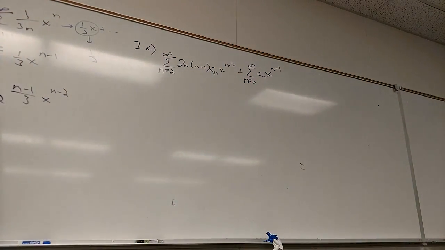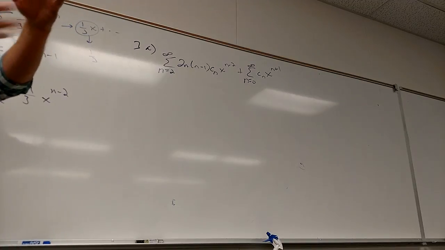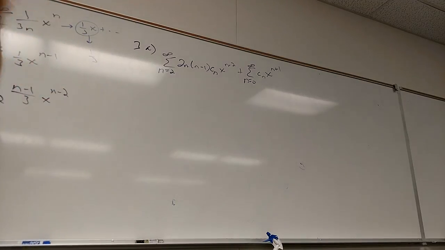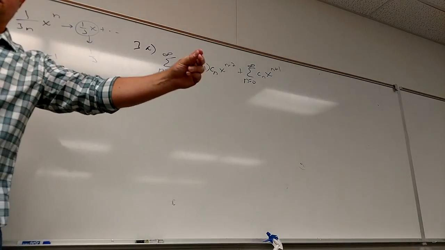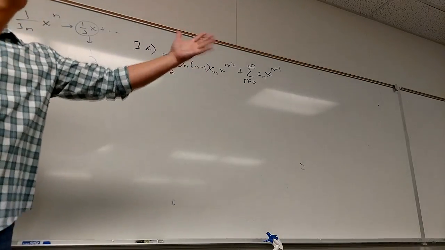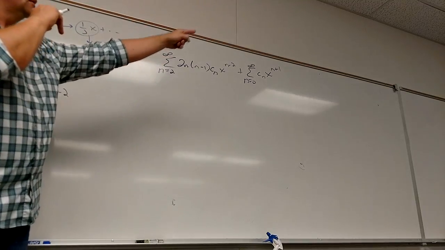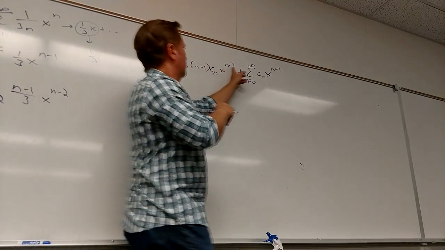The first thing you do, the most important thing: I'm trying to add things, and I cannot add things unless they are like terms. That is the first thing you do. And then you try to make the indices the same, and that's an easy one. You just pull off terms until the indices are the same. So if one is 2 and the other one's 3, you pull a term off of this guy, and now it starts at 3, so now you can combine them. So make those the same.